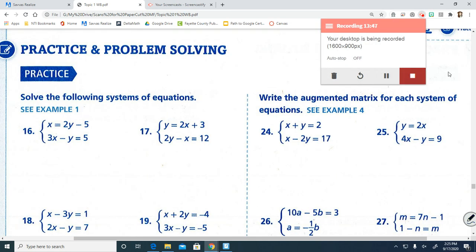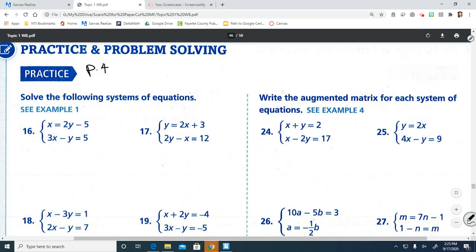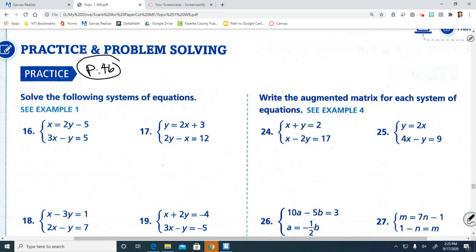Okay, if you are here for extra practice or extra examples, turn to page, what page is this? This is page 46. There's a couple more examples for substitution and elimination. So remember, if I want to work on substitution, then I want to look for systems that have a variable that's already isolated or one that would be easily isolated, meaning that it's by itself. So 16 is like that. 17 is already isolated. So that tells me 16 and 17 would be really good problems for me to apply the substitution method. I'm going to work out 16.